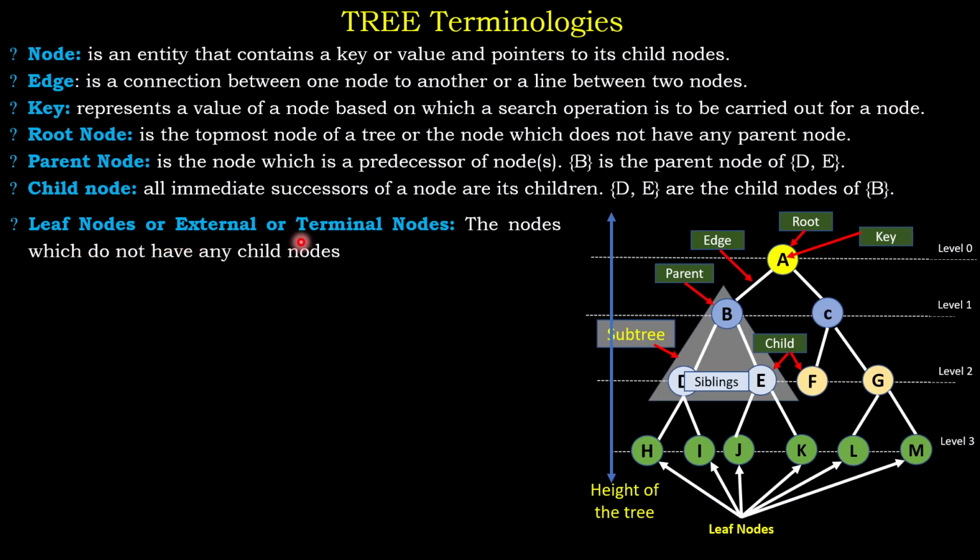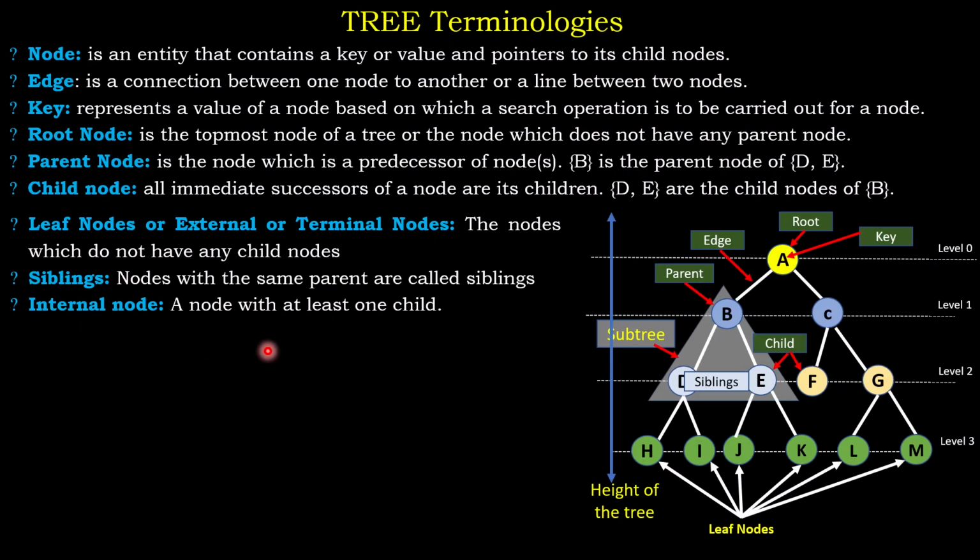Leaf nodes or external nodes. These leaf nodes are also called external nodes or terminal nodes, the nodes which do not have any child at all. So here you cannot find any child. And siblings means same level, same parents, whether called children or parent, are known as siblings. Internal node is the node which has at least one child, two children, or three children. At least one child makes it an internal node.